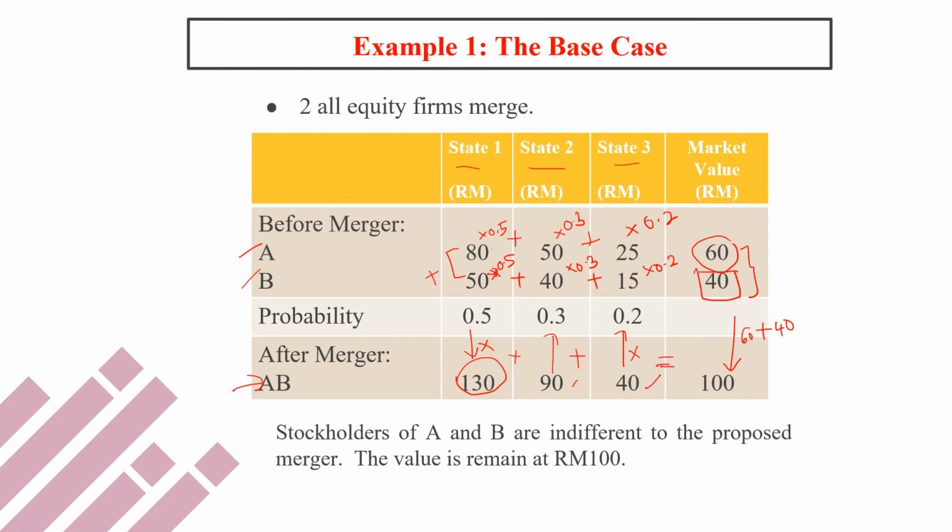Sama je. So, apa yang kita dapat buktikan dekat sini, market value untuk before merger A and B are indifferent. Tak ada beza pun to the proposed merger. The value remains 100. Kalau you tengok ni, this is 100. This also has 100. So, there is no difference between stockholder A and B. Kalau diorang merger ke diorang tak merge pun, diorang akan dapat market value of 100.